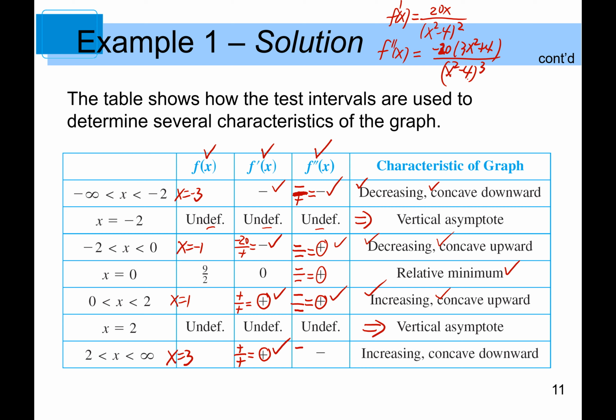Second derivative, numerator is always negative. Denominator: 3 squared is 9, 9 minus 4 is 5, 5 cubed is 125, it's positive. Negative over positive is negative. So that means it's concaving downward. Okay, so this is a complete analysis of the whole graph of the function in detail.